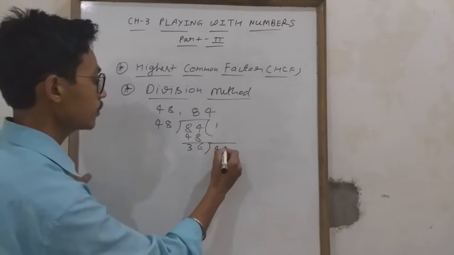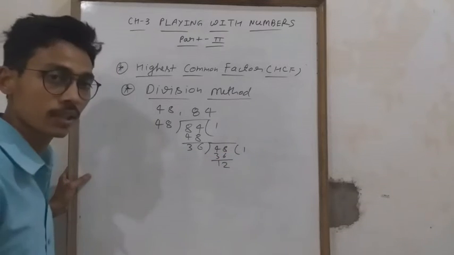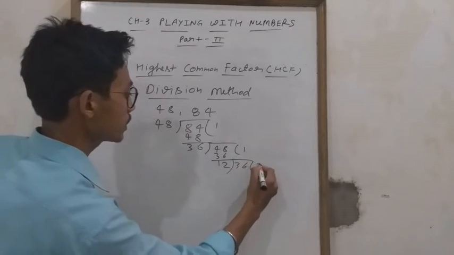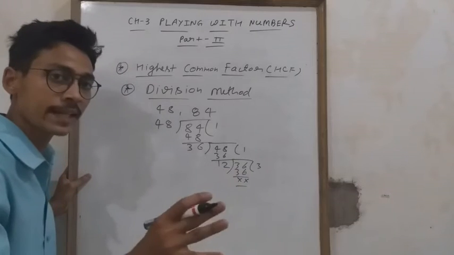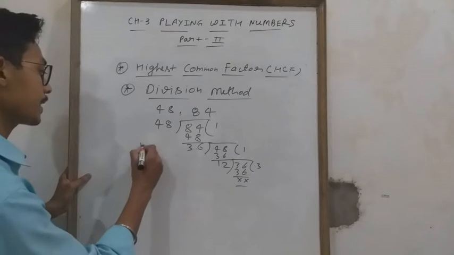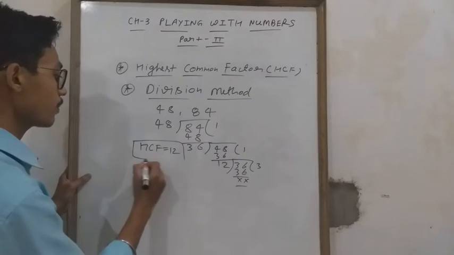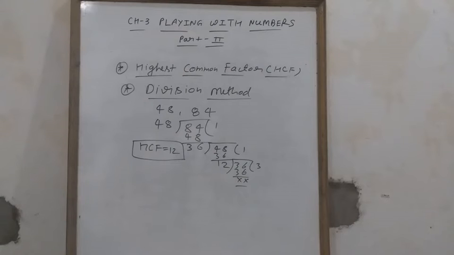So 48 again you will divide: 36 once is 36, 8 minus 6 is 2, 4 minus 3 is 1, done. Then 12 and 36: 12 times 3 is 36. So student, 12 is the number which divides the number properly, meaning our HCF is 12. The number which divides the number properly is our answer. Clear student? So this is the HCF.